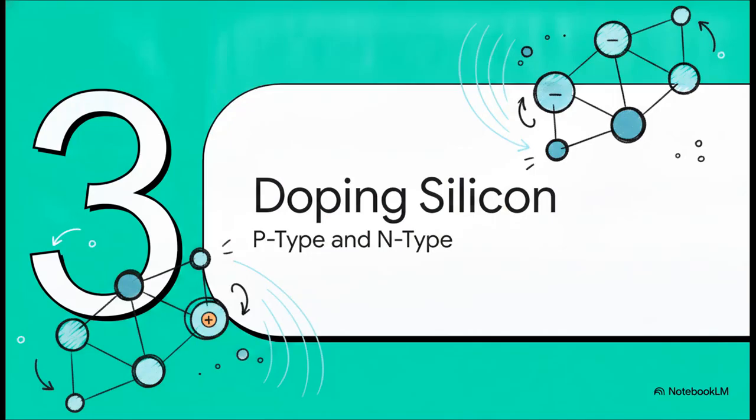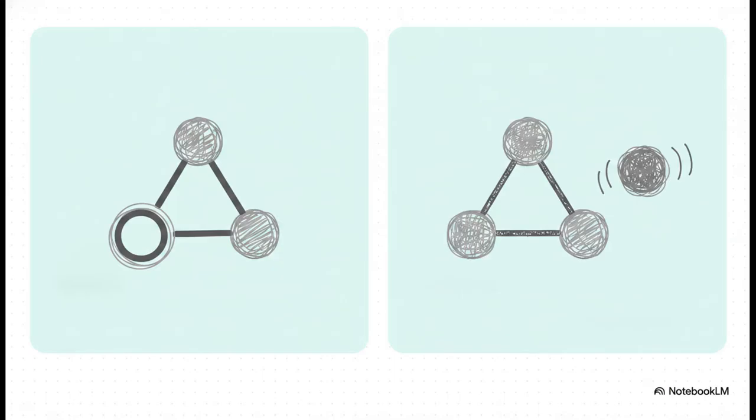Moving on to Section 3, doping, P-type and N-type. This is how scientists solve that exact problem. To fix the equilibrium issue, scientists engineered a brilliant solution called doping, which involves intentionally introducing specific atomic impurities into the silicon lattice to alter its electrical properties. Think of it like strategically adding carbon to iron to make strong steel, but here we're doing it to perfectly control electricity. This creates 2 distinct flavors of silicon.